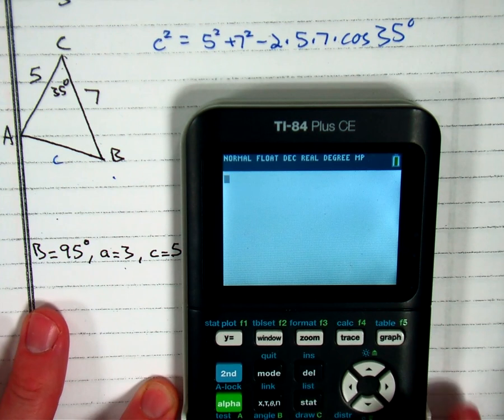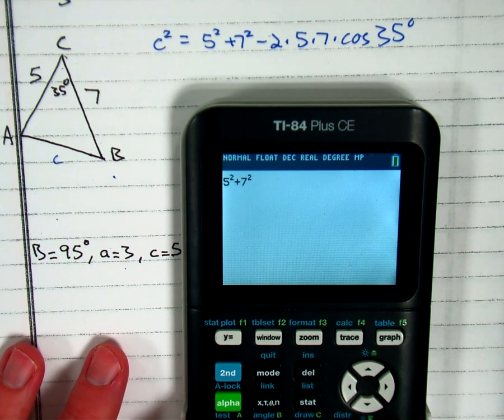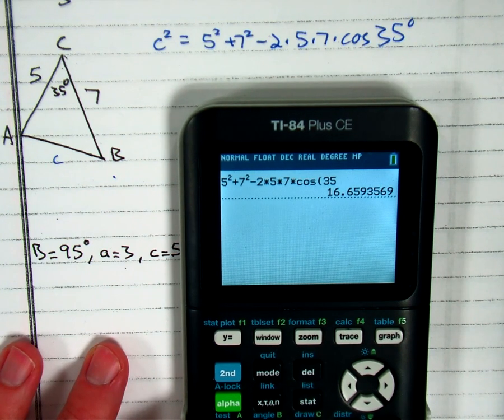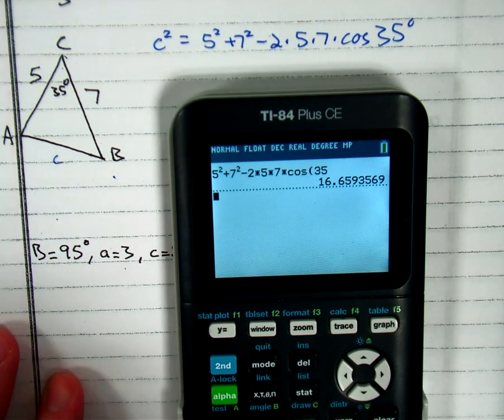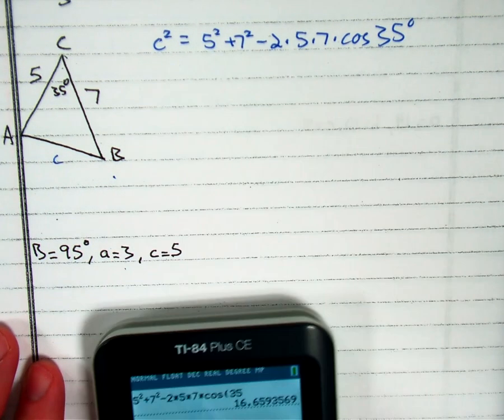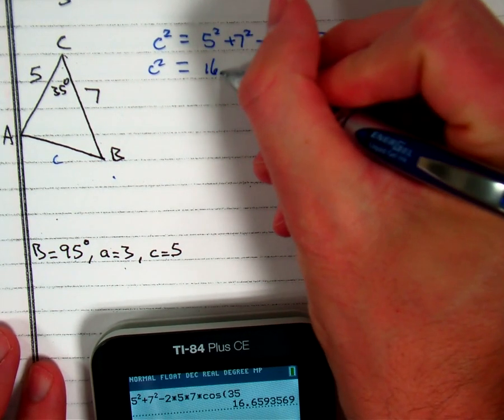Then we just type that in. 5 squared plus 7 squared minus 2 times 5 times 7 times the cosine of 35. Okay, we got 16.65 and so on. We're just going to write down 16.6 or 16.66 or whatever you want to write. We're going to write that rounded answer down.